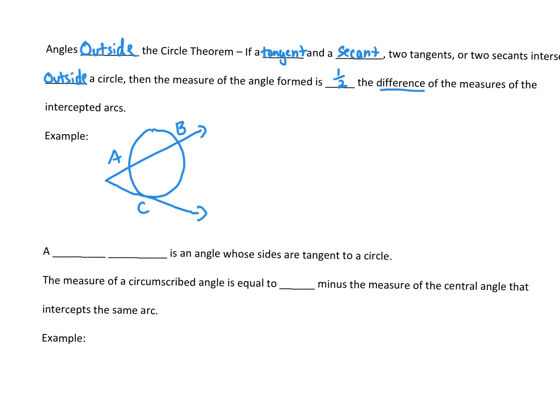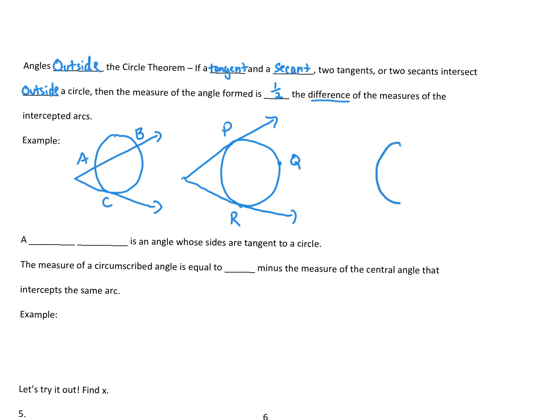Or if we had another circle and it had two tangents, this one here and this one down here, we'll call this point P, this point Q, and this point R. And then finally, if we had two secants, meaning two lines that cut through the circle, we'll call these W, X, Z, Y. And this will be angle 1, angle 2, angle 3.